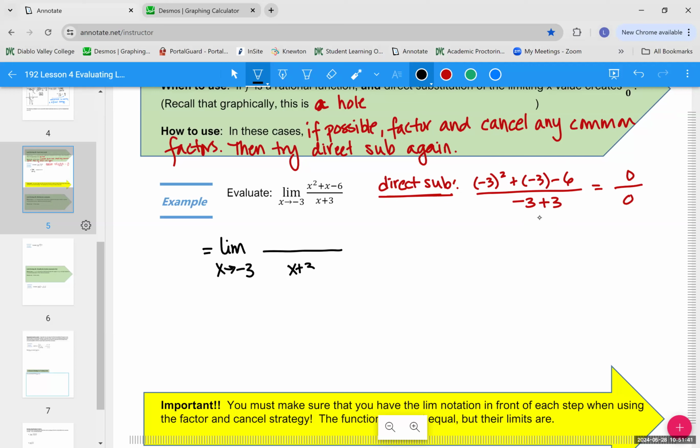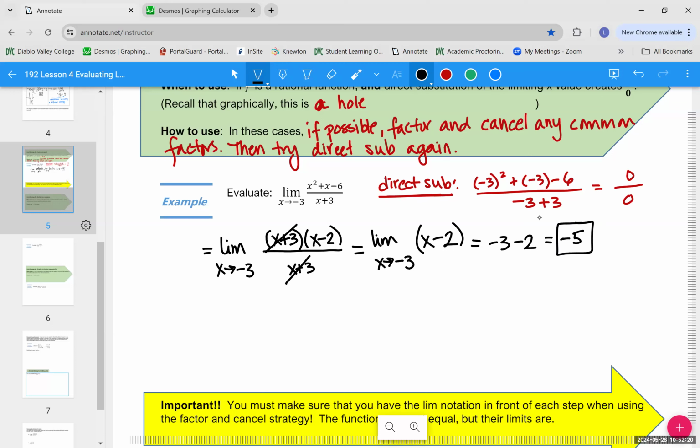So I'm going to factor the numerator. That's a pretty straightforward factoring problem. I'm going to cancel the common factor. So now I just have the limit as x approaches -3 of x minus 2. And I'm going to try direct sub again. So at this moment, when I substitute in the -3, that's when the limit notation goes away because I am actually evaluating the limit now by plugging in. And that will give me a -5.